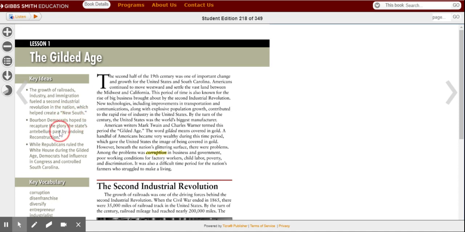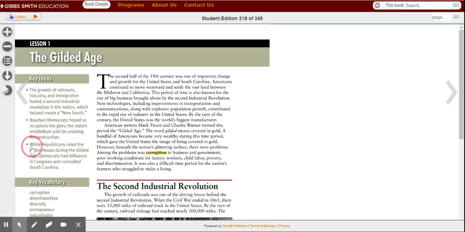So then we've got Bourbon Democrats. They hoped to recapture the glory of the state's antebellum past by undoing Reconstruction. So you've got people that want to essentially keep the South the way that it was before the Civil War. So they're trying to undo that Civil War Reconstruction. You can see right here. I'm loving this little highlight tool here. Hopefully you guys can see it.